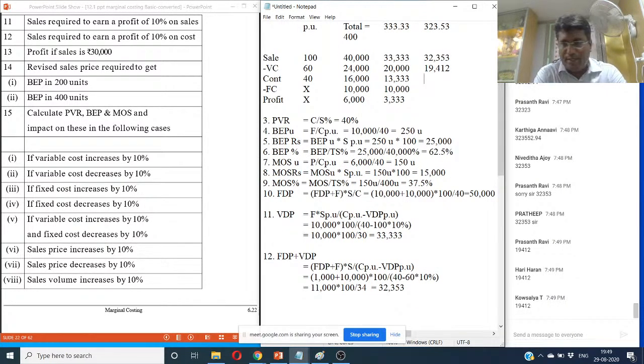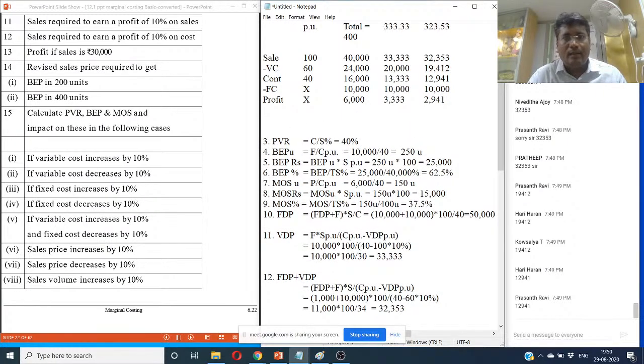What is the contribution here? Yes, deduct the variable cost from sale. Get me the contribution here. 12,941. Fixed cost being 10,000. If I deduct this, then the profit being 2,941.